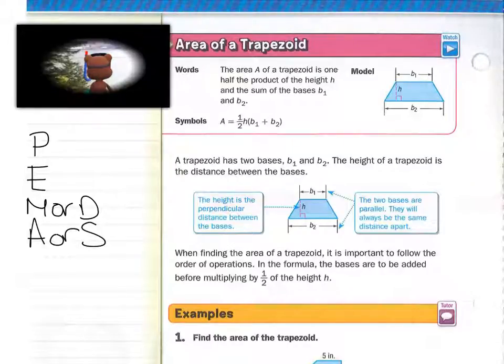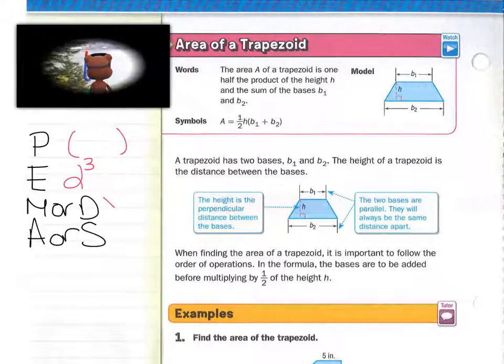You might be familiar with PEMDAS, or Please Excuse My Dear Aunt Sally, or Pink Elephants Must Dance and Sing, or Place Evil Monkeys Down a Sewer. Any of the ways that you can remember this would be helpful. But I'm going to just give you this little cheat sheet. P stands for parentheses. We always do those first. E stands for exponents, so like 2 to the 3rd power, we would do that second.